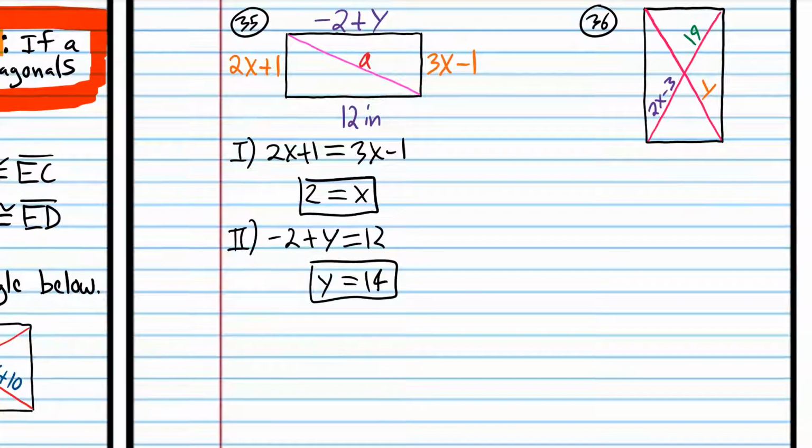And now we have to use a triangle. So I'm going to draw the triangle we're using. And this side is A, and this side is 12, but we have to do some calculations to find the other side.